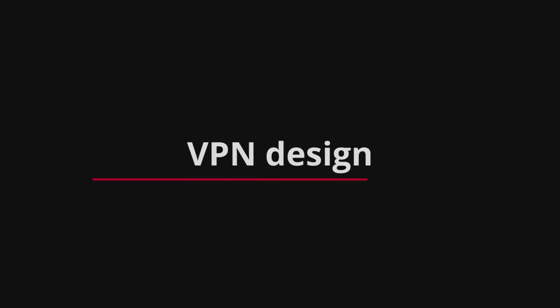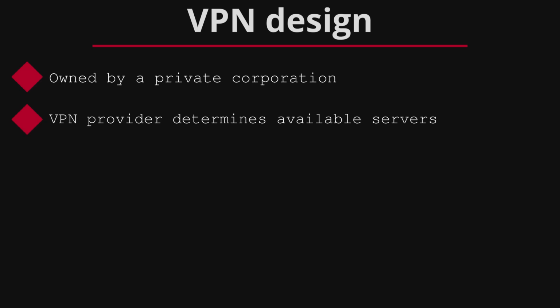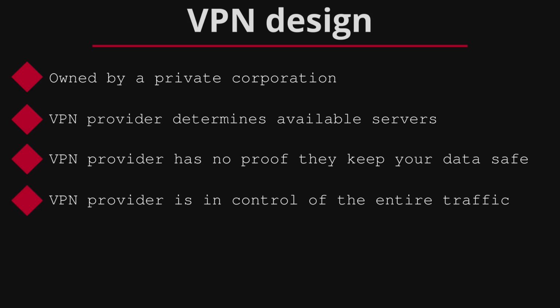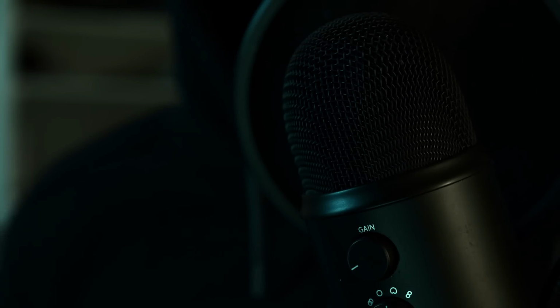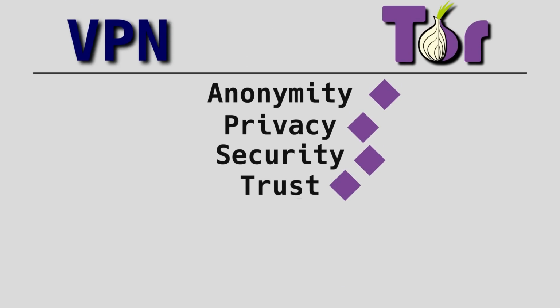Almost everything is the exact opposite with VPNs. They are centrally owned by a single company. They are the ones that choose which servers you can select, and you have to trust them with your data. If they promise you not to keep any logs or not to sell your data, it's just a promise that you'll never be able to verify or hold them accountable for. Your VPN provider is in control of your traffic at all times. On the internet, the only trustworthy system is the one you don't have to trust at all. Tor is a clear winner of this category.